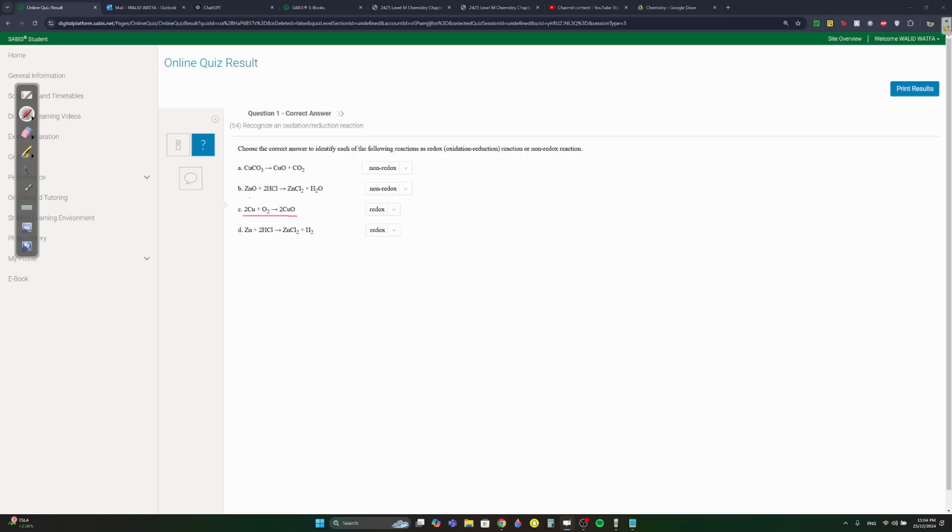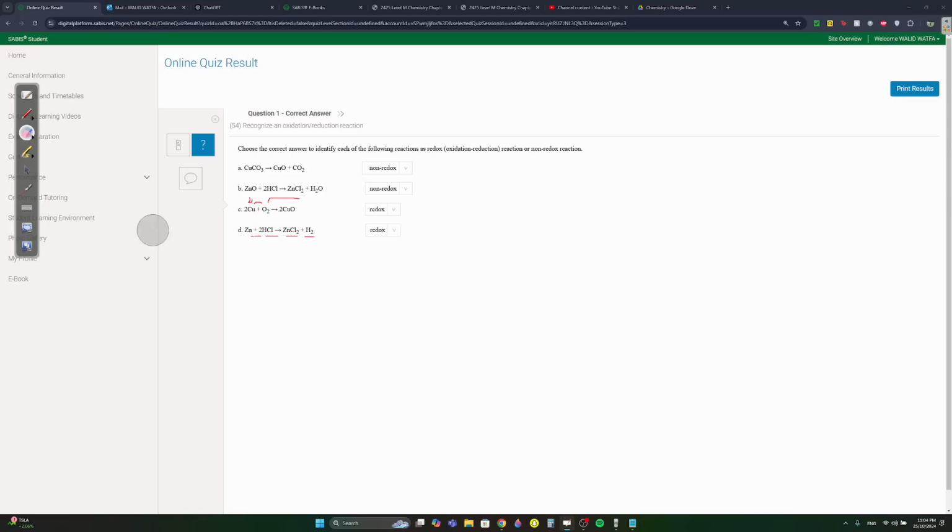2Cu plus O2. Okay. Here, Cu gained an oxygen. O2 was reduced to O here. So this one gained, right? This one lost. Redox.